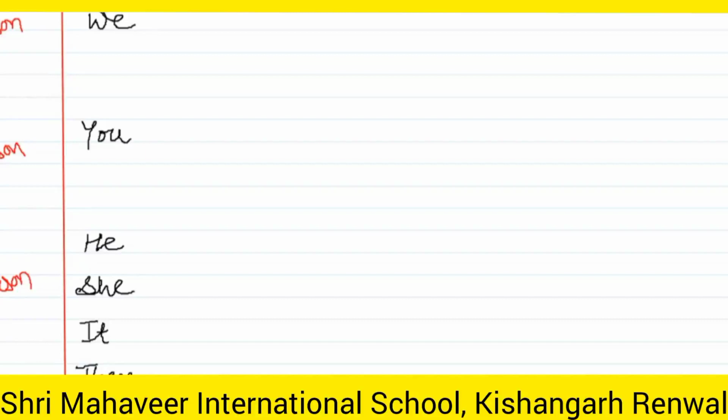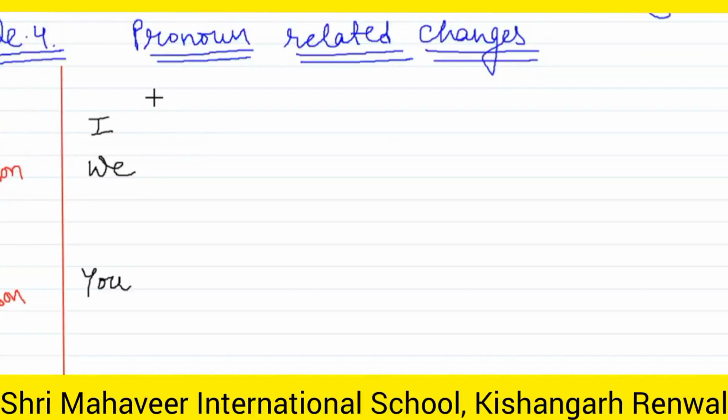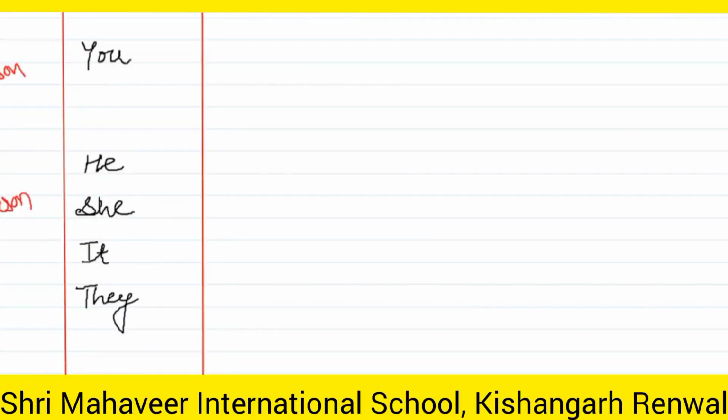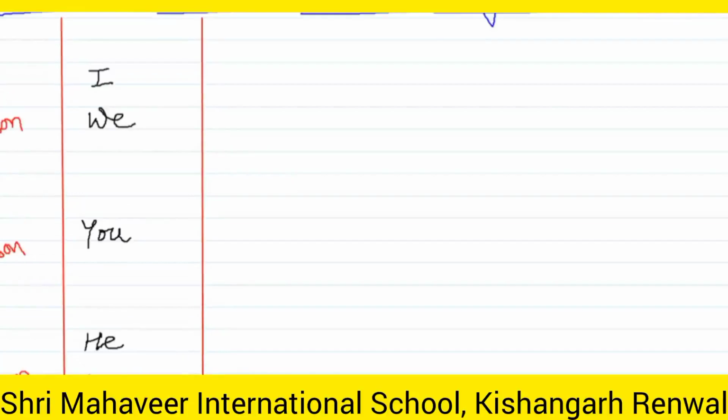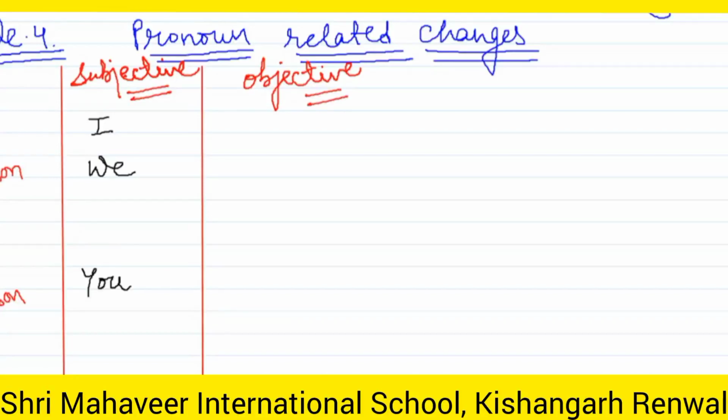Now all these examples which we have discussed right now, we use as subjective pronouns. As a subject we use these pronouns, and that is why we call them subjective pronouns. Now let's discuss the pronouns which are used as an object, so the objective category of pronoun.